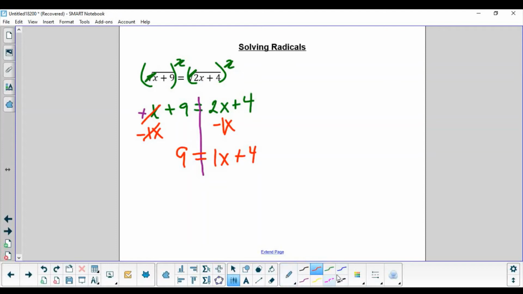Okay. Next, we have our x on this side, so we might as well move our 4 to the other side. So how do we undo plus 4? We're going to subtract 4. So it's going to be 5 equals x. So the next example I'm going to run through is going to talk about graphing radicals.